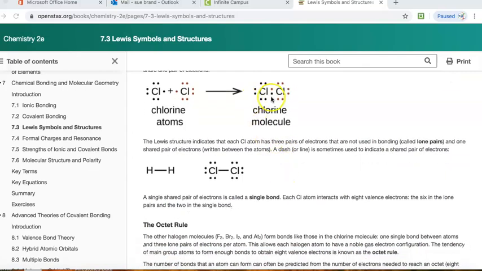Okay, and then with Lewis structures, when we have a sharing of a pair of electrons, we draw out a single line, and that represents a single covalent bond between these 2 atoms here.